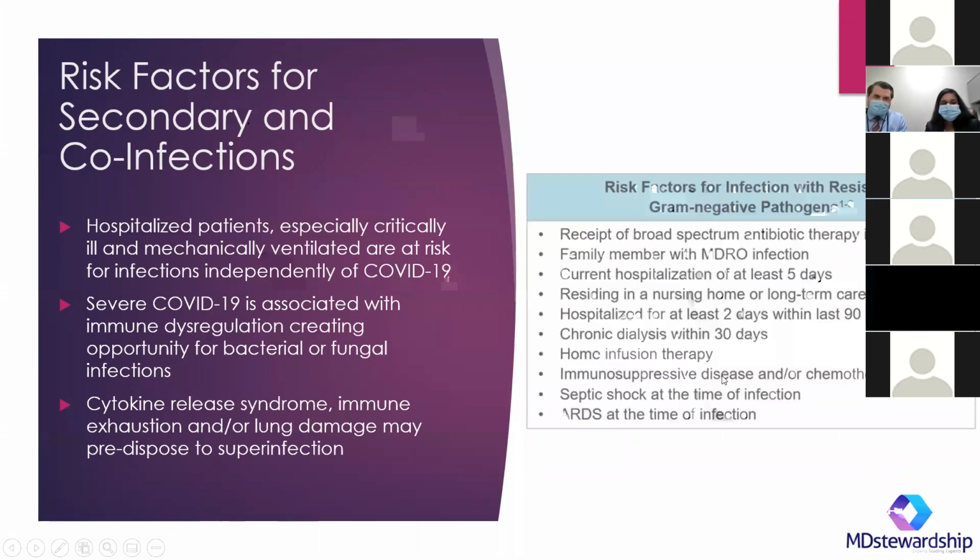And risk factors for secondary and co-infections. Here we have this table. It's kind of risk factors for infection with gram-negative pathogens. So this is just gram-negative pathogens. They don't have others on here, but we wanted to show it as kind of an example. And these patients with COVID are at risk for gram-negative pathogens as well as others.